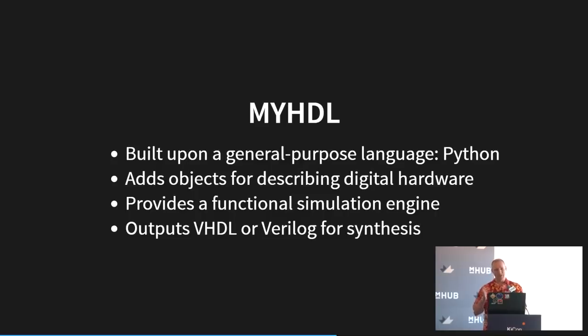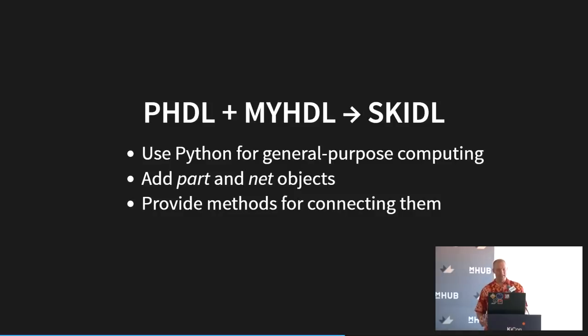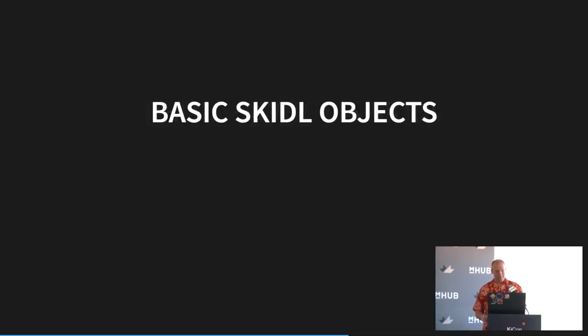And I thought, well, that's a good idea. Maybe we can take PHDL and MyHDL and put them together, and I made something called SKiDL, which stands for Schematic KiCad Design Language, which is about as good as I could come up with. It uses Python for general purpose computing, so it's a general purpose language. I just add a couple of objects to it for parts and nets. I provide methods for interconnecting them and output a netlist to PCBNew, which does all the heavy lifting of making actual circuit boards.